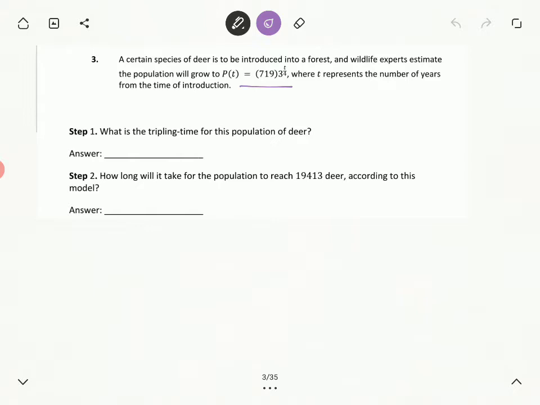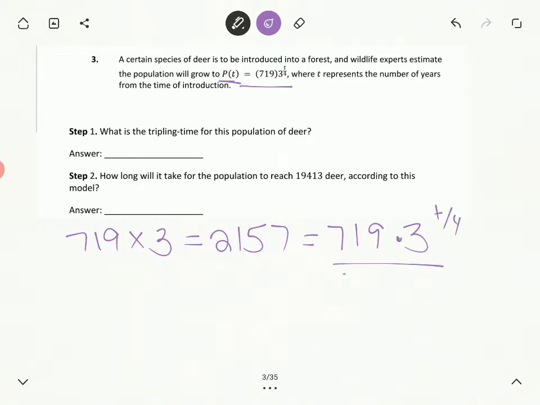First we have to figure out what it is tripled. Our original amount is 719. We multiply that by 3, and we get 2157. We set that equal to our function, P(t), 719 times 3 to the t over 4. If we divide both sides by 719, we get that 3 back, because that's how we got the 2157. So 3 is equal to 3 to the t over 4.